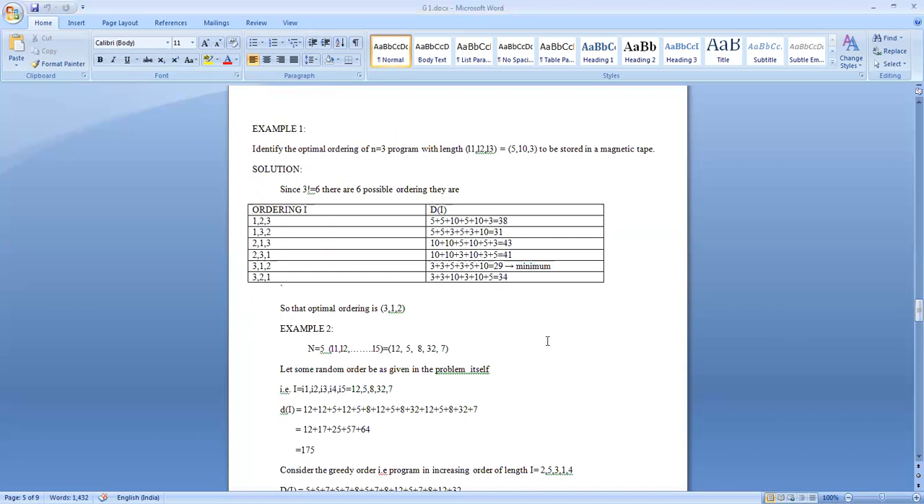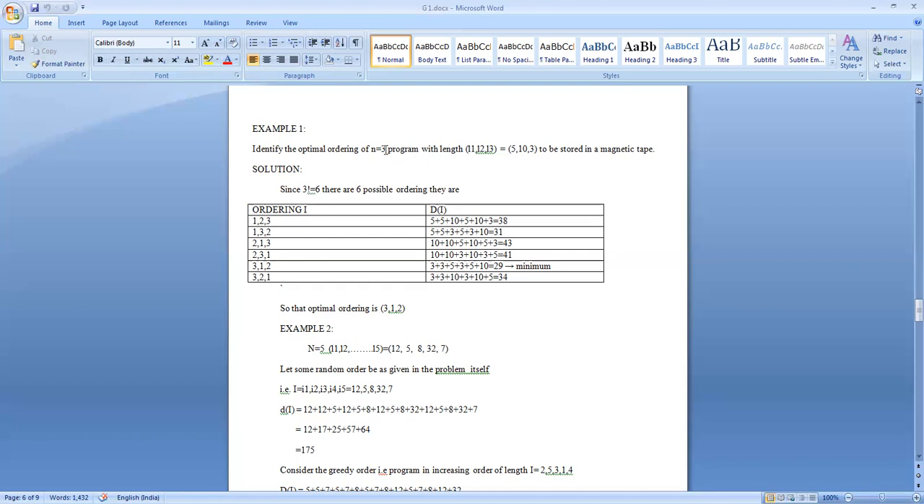Now look at this example. Identify the optimal ordering for 3 programs with lengths 5, 10, 3. The length of the first program is 5. The length of the second program is 10. The length of the third program is 3. In what order should these programs be stored such that the retrieving time is minimum? That is this problem.